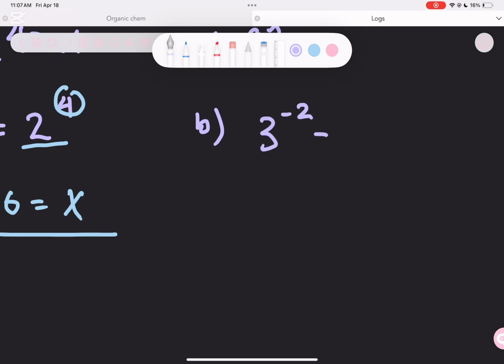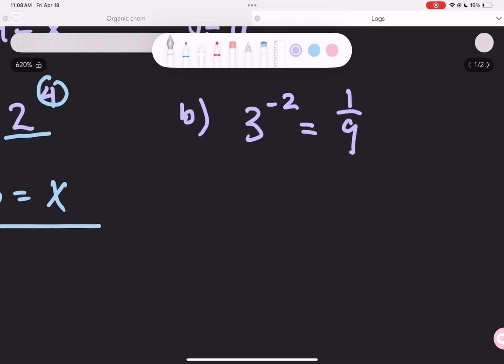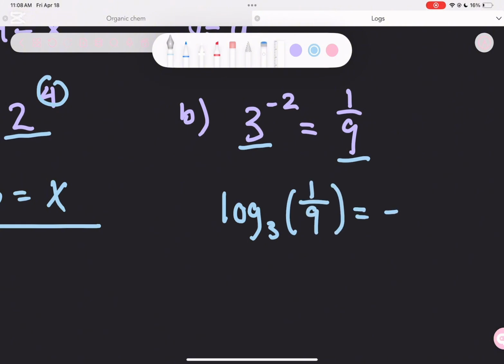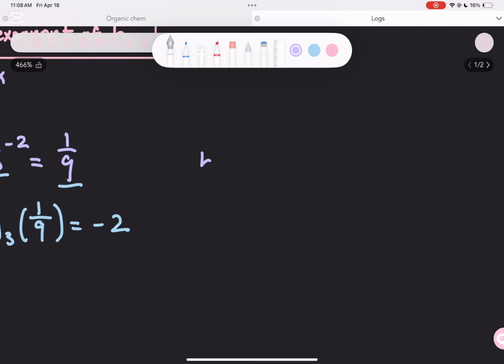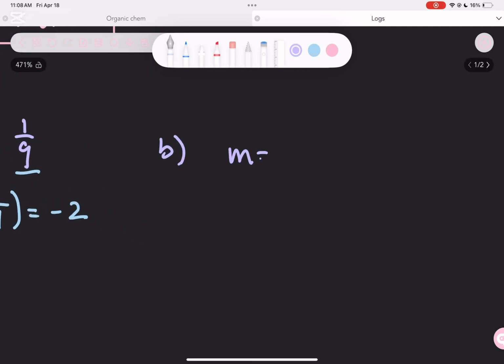3 to the negative 2 is equal to 1 over 9. How would you rewrite this? Well, again, we are going to take the log here, take this 3, move it down here, take this, put it here, and then it would be equal to negative 2. So this is saying that 3 to the power of negative 2 will equal 1 over 9, which is true. And let's try just one final example, where m is equal to n to the 3.